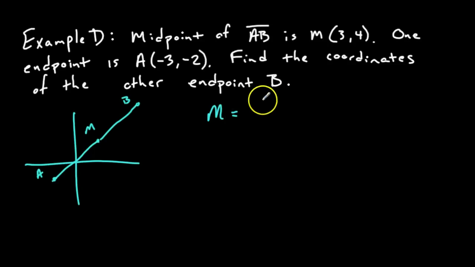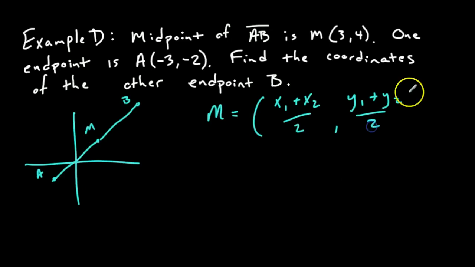Alright, we know the midpoint is (x1 plus x2) divided by 2 and (y1 plus y2) divided by 2. That's the formula for it. We're going to plug in what we actually know. And in this case, we do know the midpoint. The midpoint is (3, 4). So we're going to replace M with this. We're going to replace these values with what we also know.